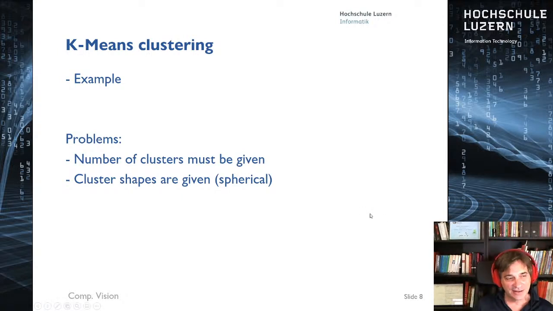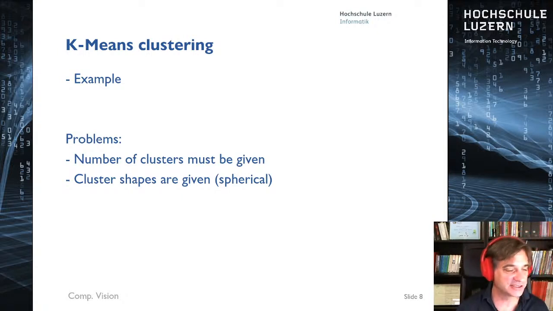Okay, so K-means clustering works quite well. It has some drawbacks. For example, the number of clusters must be given, as we have seen, the K. Of course, you could apply it multiple times with different Ks and look at the result and try to find out what is the best.